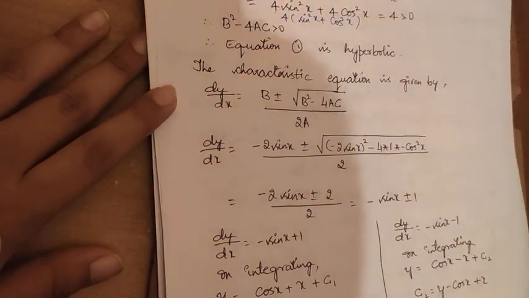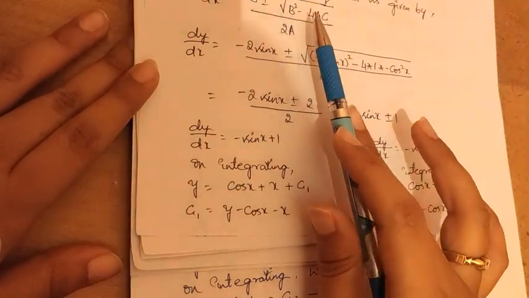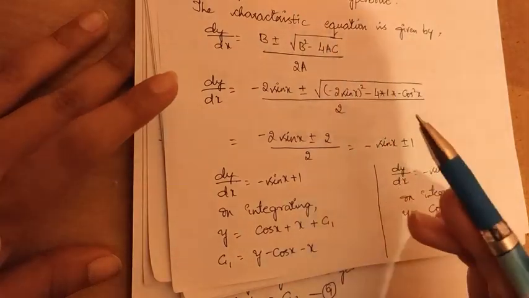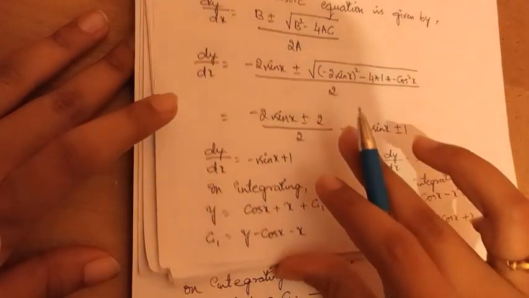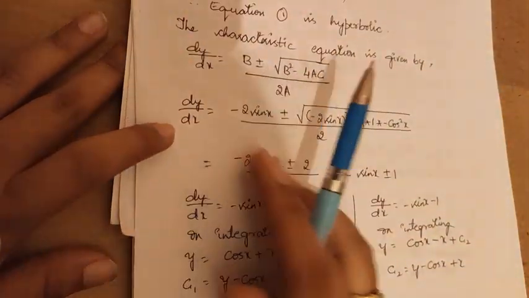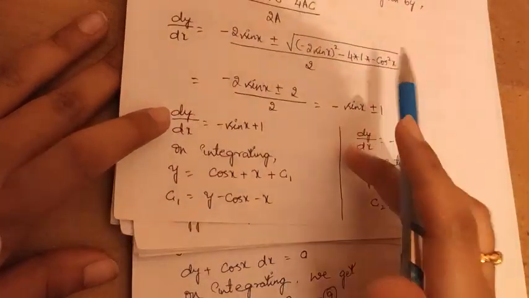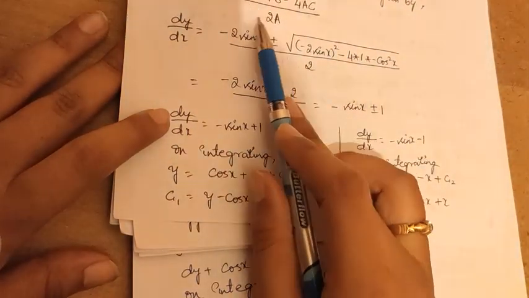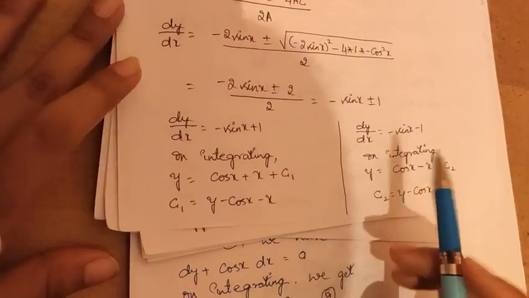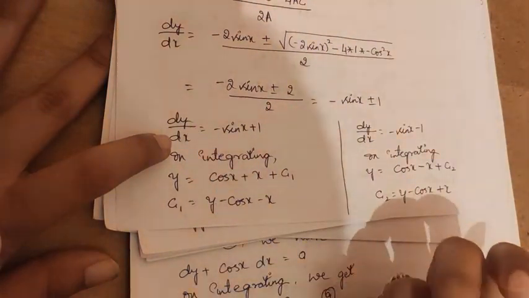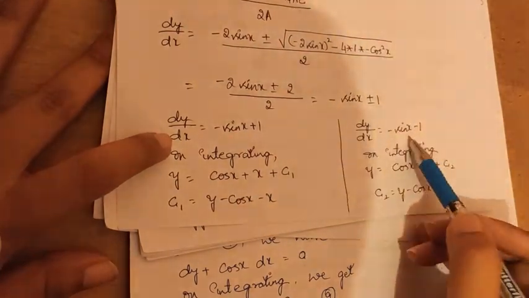Next, let's find out the characteristic equation. We are using the characteristic equation in order to convert our xy plane to xi and eta plane. So dy by dx is equal to b plus or minus square root of b square minus 4ac by 2a. If you substitute the value and simplify it, you will get minus sin x plus or minus 1. So dy by dx is taking two values. One is minus sin x plus 1. Another is minus sin x minus 1.